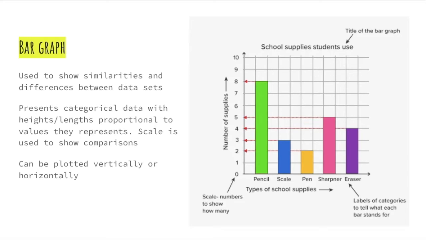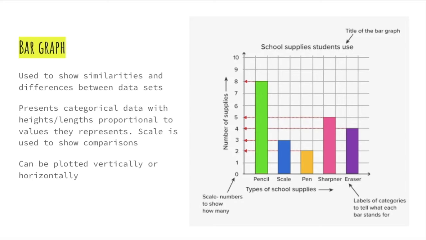The x-axis of your graph represents the independent variable, while the y-axis of your graph represents the dependent variable. In Figure 1, the x-axis is labeled type of school supply, and the y-axis is labeled number of school supplies. This is because the number of school supplies depends on the type of school supply we are looking at.